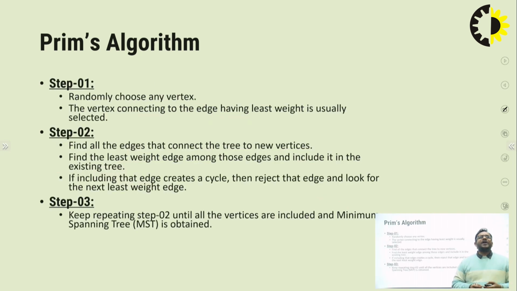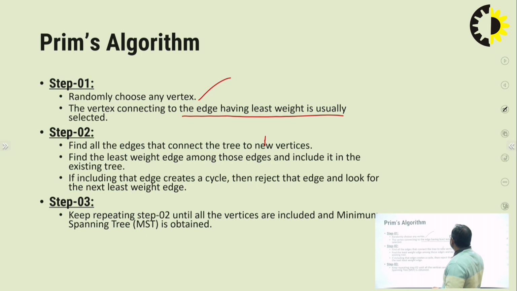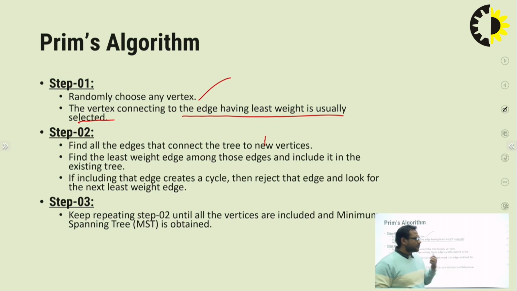Now, how can we apply Prim's algorithm? There are basically 3 steps. Step 1: randomly choose any vertex. You can choose any vertex from the graph. The vertex connected to the edge having the least weight is usually selected. So whenever I am choosing a vertex, we choose the one which has the least weight in the graph. So we can just select it.